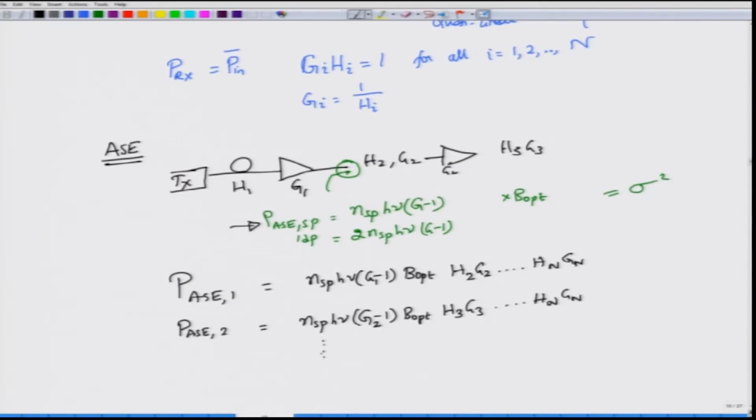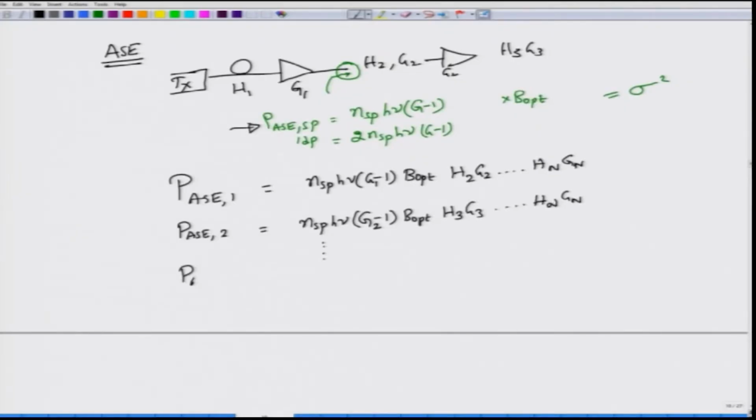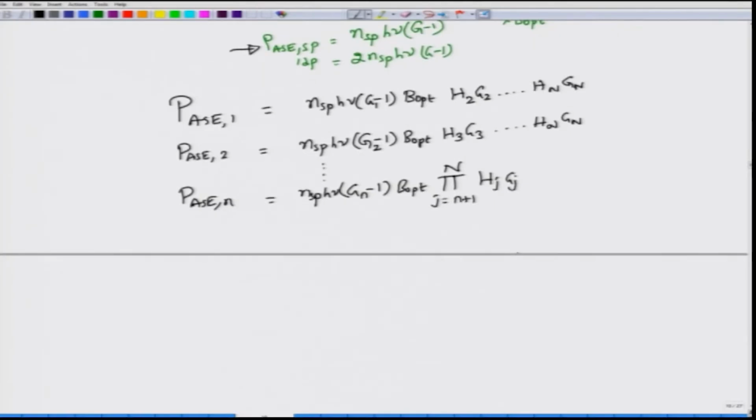If you continue all this and recognize that you are at some point on the nth amplifier stage, the power spectral density is still the same. The gain of the nth stage amplifier is G_n. The optical band pass filter is assumed to be ideal and has the same bandwidth for everything, and the remaining factor that it sees can be rewritten as the product from j equal to n plus 1 to capital N of H_j G_j. I hope this shorthand notation is now familiar. If not, you can go back to the beginning of the module and you will see what this term is.